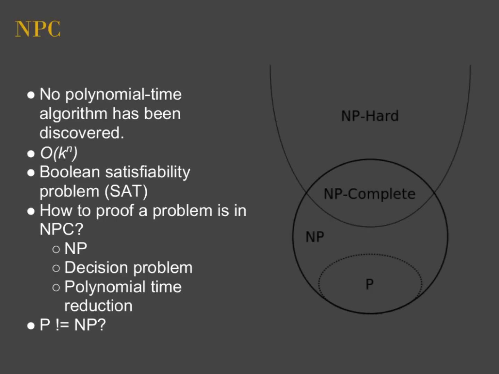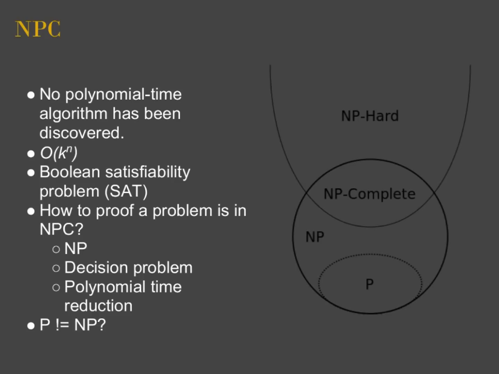An example of a problem that's in NPC is Boolean satisfiability, or SAT as I'll call it. And this problem was the first problem to be shown to be in NPC. A smart guy by the name of Cook in the 70s, went to Harvard, did a lot of math, spent a lot of time proving that this problem that he could formally state, this Boolean satisfiability problem, was an NPC.